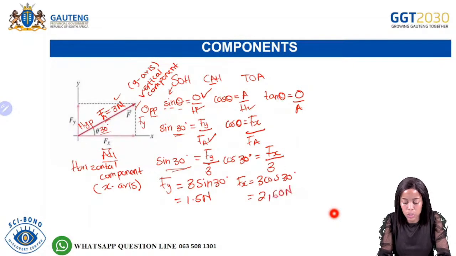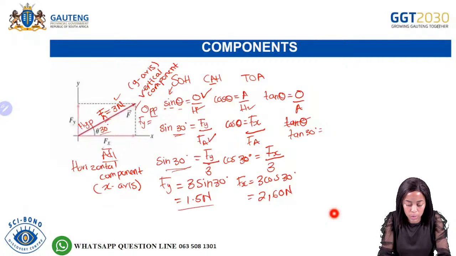2,60 what? Newton. So for this one, tan theta, what do we have? So the theta in this case would be represented by what? By the 30 degrees. And then let's say maybe you don't have the, let's say you are given the opposite, and the opposite we just calculated, we said it's 1,5, and you are looking for the Fx. Then you would use it in this way.